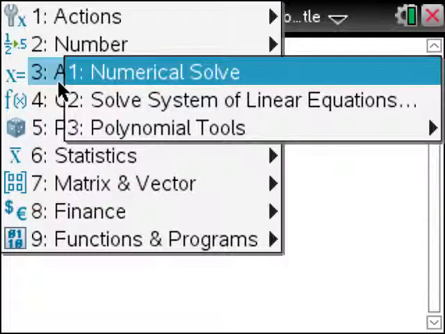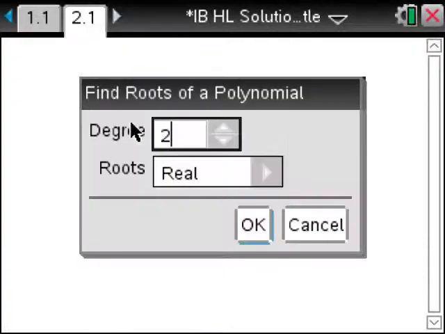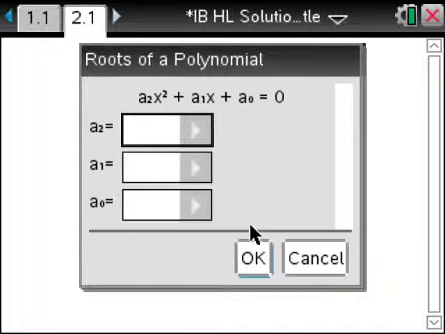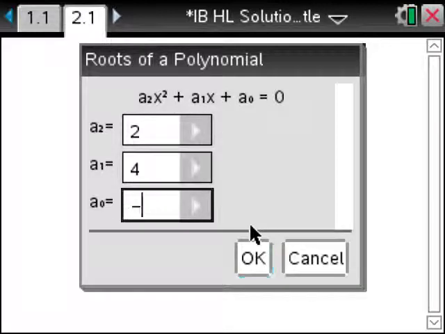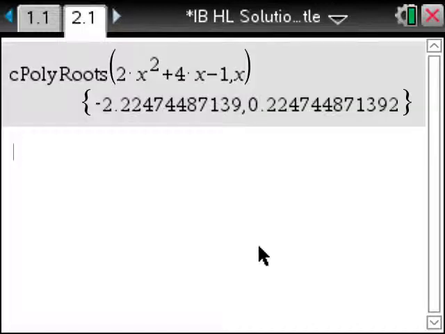If I press menu, go to algebra, go to polynomial tools, and find real roots of polynomial. We do have a polynomial of degree 2. We don't know if our roots are real or not, so I'll consider getting complex roots. And we'll set up the coefficients to be 2, and then 4, and then -1, and click OK. That constructs the command, which when we press enter gives us our two roots.